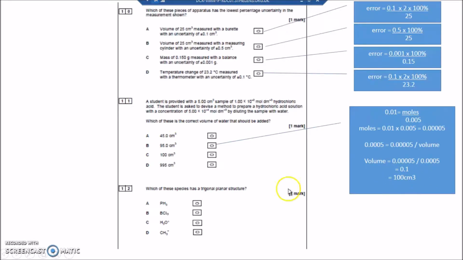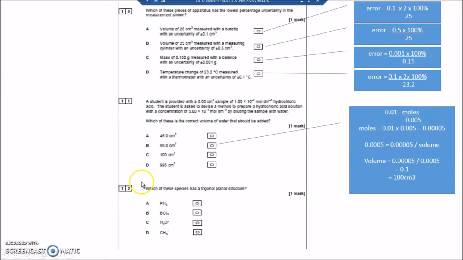Which of these species has a trigonal planar structure? Well, let's work it out. Phosphorus is in group 5, so it's got 5 electrons in its outer shell, 3 hydrogens, 3 bonding pairs. That leaves 3 of the electrons bonded. Out of the 5, there's 2 left over, or 1 lone pair. So there's 1 lone pair and 3 bonded pairs.